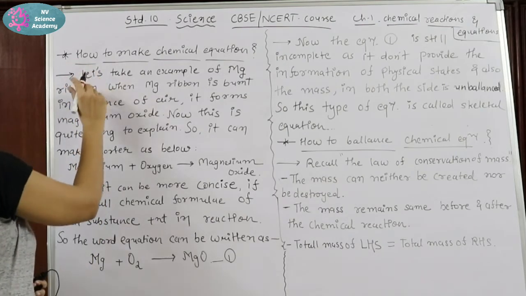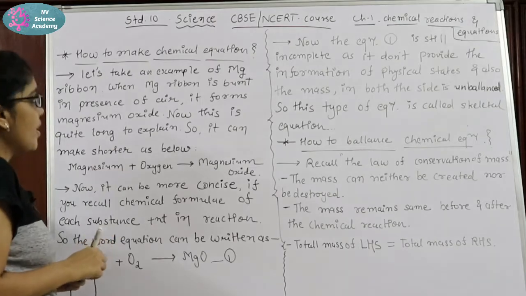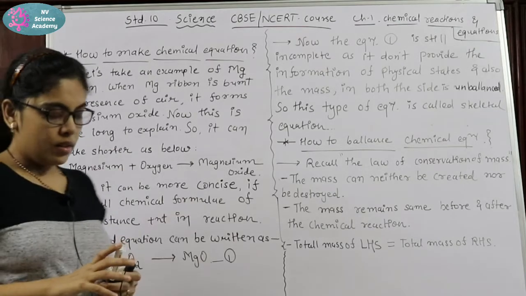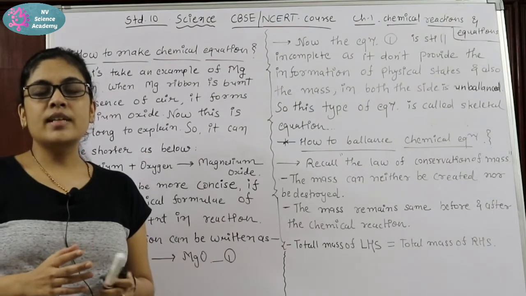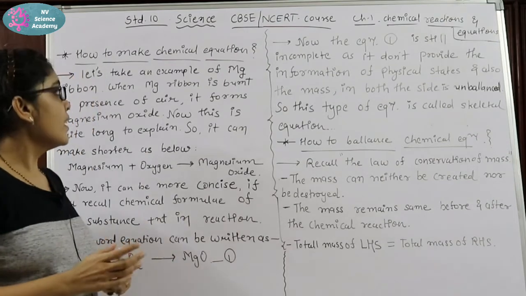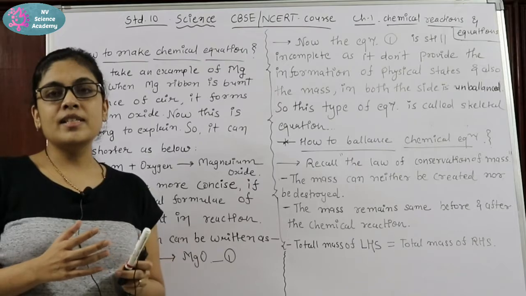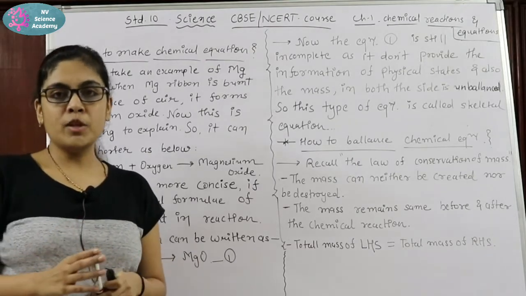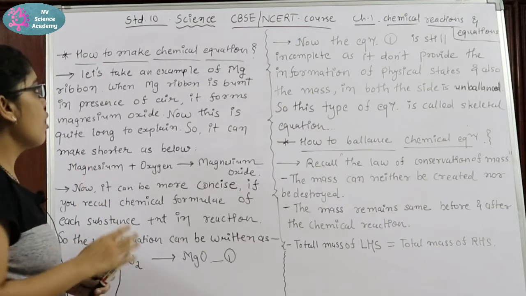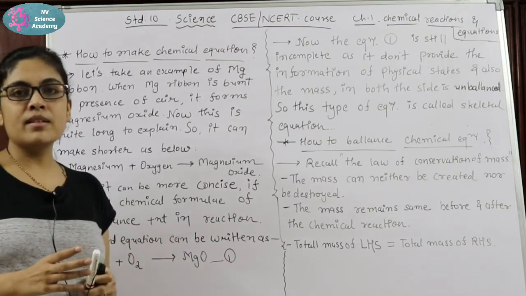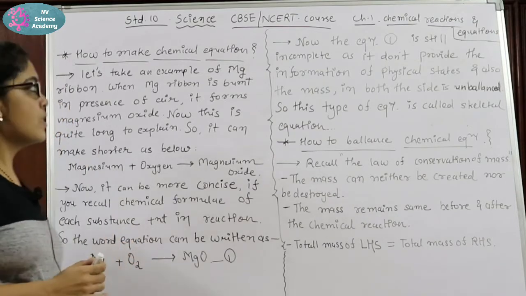So the question is how to make a chemical equation. In our last activities we have studied the activities in a very descriptive way. In today's lesson we will learn how we can make it more concise.